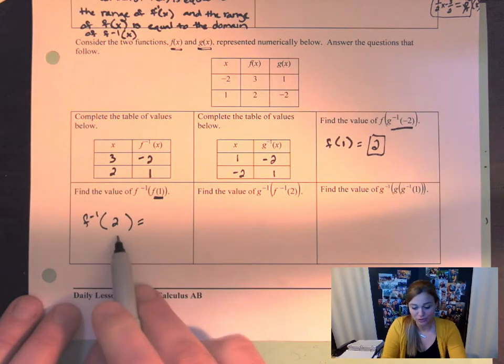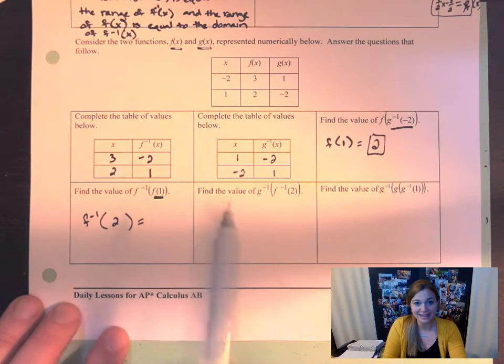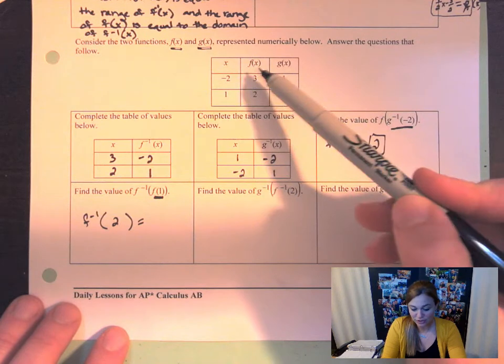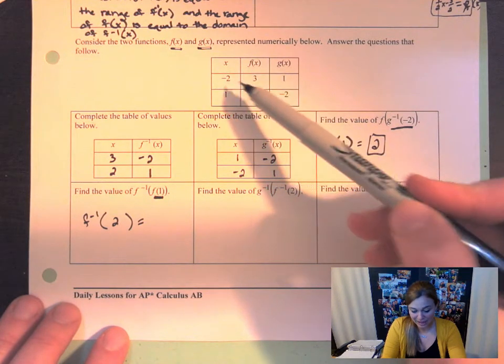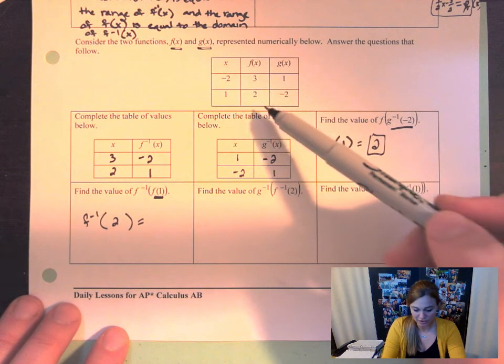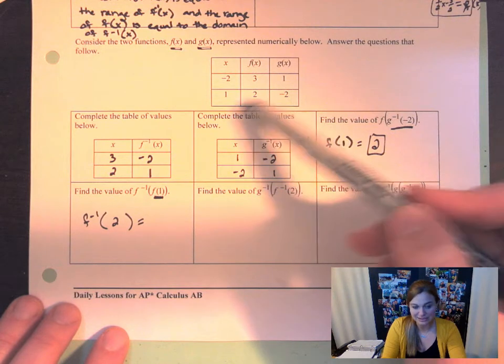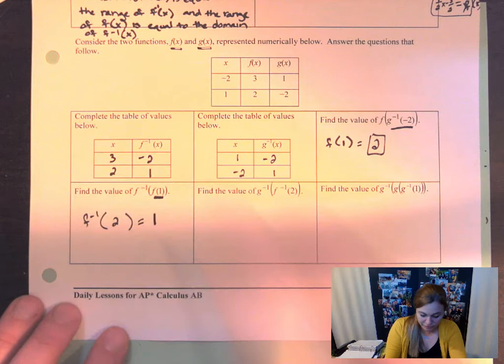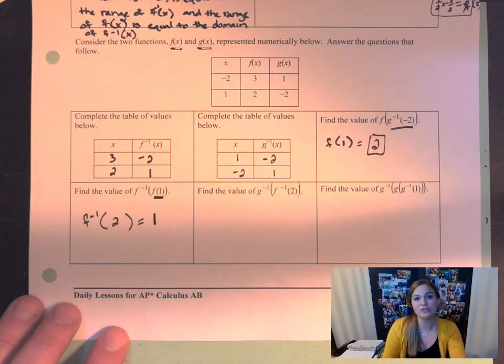F inverse of 2, if I was looking up here, and again, I just did this down here so I can check myself in a minute, but F inverse of 2, I'm not looking at my x value, and there's not even one there. I'm looking at my y value because they switch. So 2, my function value for my F inverse at 2 is 1.